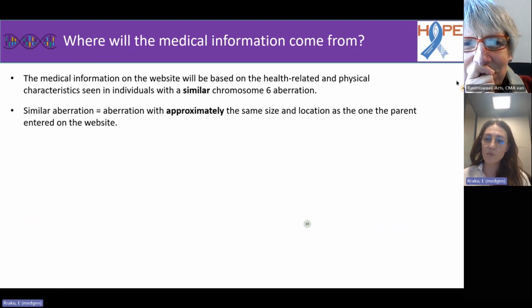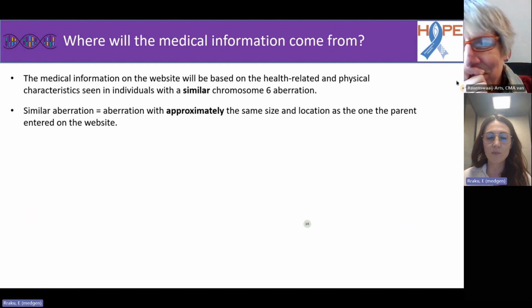And the word similar is very important because what I mean is that these individuals have a deletion that has approximately the same size, location, and affected genes as a deletion that was entered on the website by the parent. And we say similar because, as you already know, these aberrations are unique. So there will not be any children with exactly the same aberration.